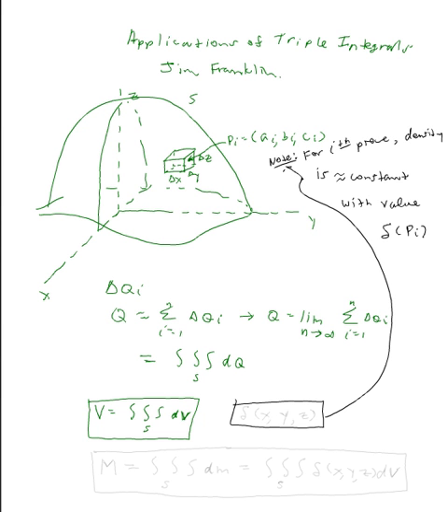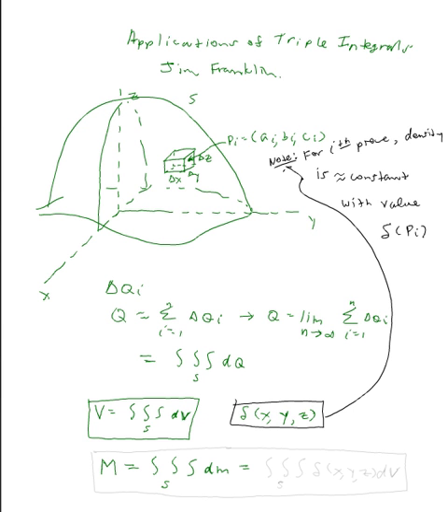Now, suppose the density at (x, y, z) is delta of (x, y, z). That gives the density, mass per unit volume, at (x, y, z). Now, to find the total mass of S, in the argument up above where we took the limit of Riemann sums, Q is now the total mass, which we'll denote big M. And from what we did up above, we know we get the triple integral over S, and then our dQ is dM, the typical piece of mass.